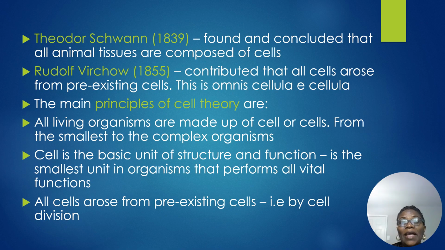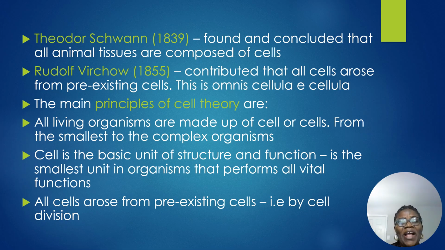Then the second principle is that cell is the fundamental or basic unit of life. The meaning of this is that cell is present in everything that is referred to as life, and it is cell that performs all the functions that are carried out by living organisms. Then the third principle is that all cells arose from pre-existing cells. That is, maybe by cell division, they came out from an existing cell.